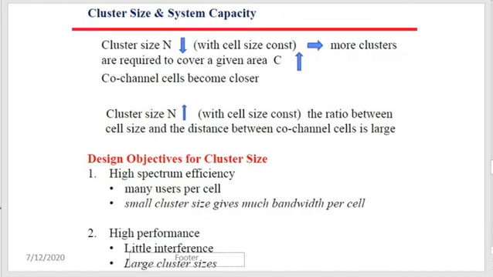So with a smaller cluster size, more clusters are required to cover the given area, so the co-channel cells become closer. If you see this concept, if you reduce the cluster size n, you will require more clusters to cover the same area. Understood? If you increase the cluster size n, the ratio between the cell size and the distance between the co-channel cells is large.